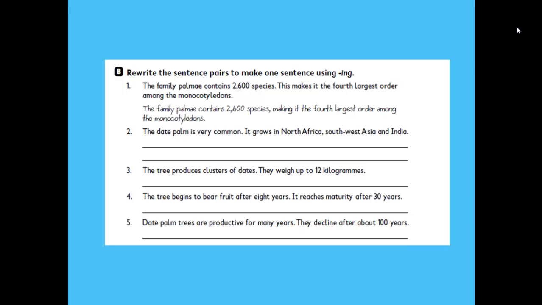And the last sentence, number 5. Date palm trees are productive for many years. They decline after about 100 years. We can merge the two sentences by putting declining. Date palm trees are productive for many years, declining after about 100 years.